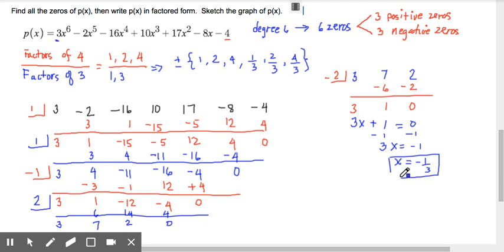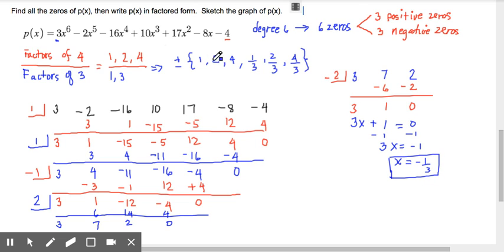All right, so we have 1, 2, 3, 4, 5 zeros that are integers. You can make them look like a whole number. They are whole numbers, so those are integers. And then 1/3 is a fraction. This is called a rational number, but not an integer.